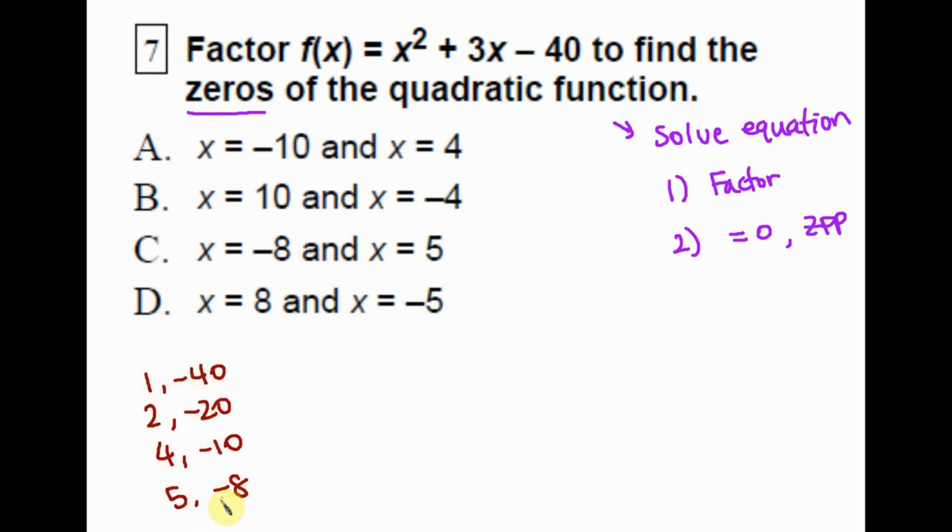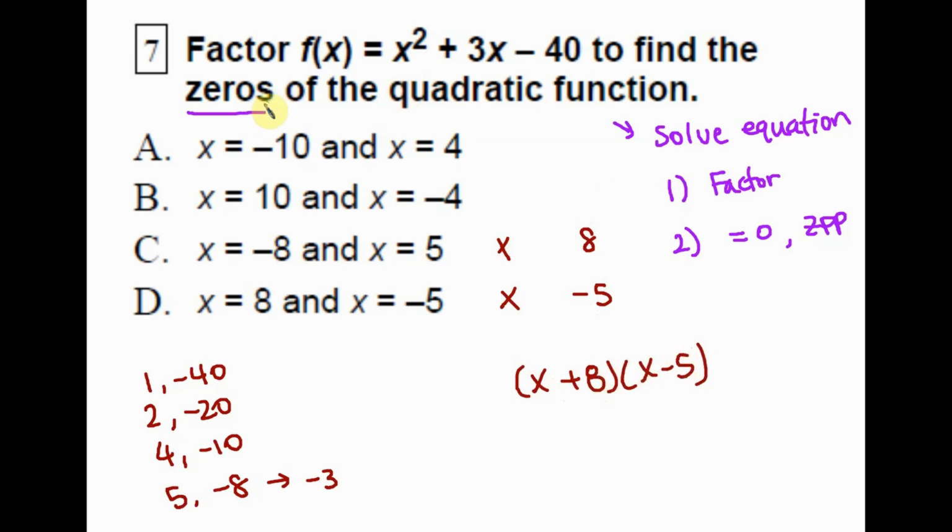Now, when I had this 5 and negative 8, when I add them, I get negative 3, where I just want the positive 3. So that's how I know if I had positive 8 with negative 5, then when I multiply, I will get negative 40. When I add them, I get positive 3. So in this case, if you had this x times x to get x squared, my factor will be x plus 8 times x minus 5.